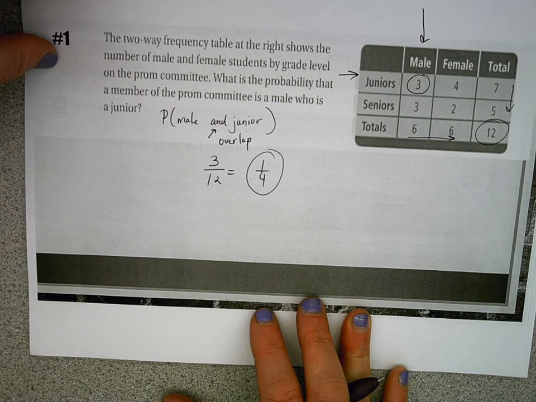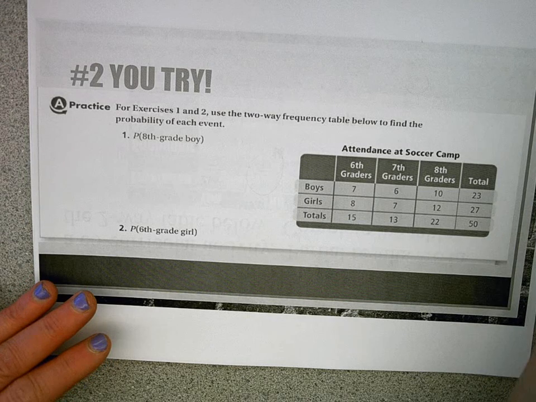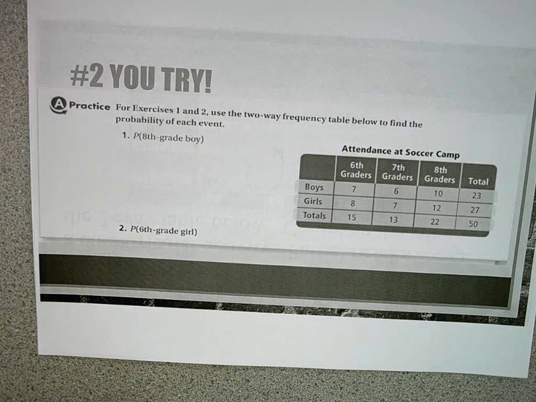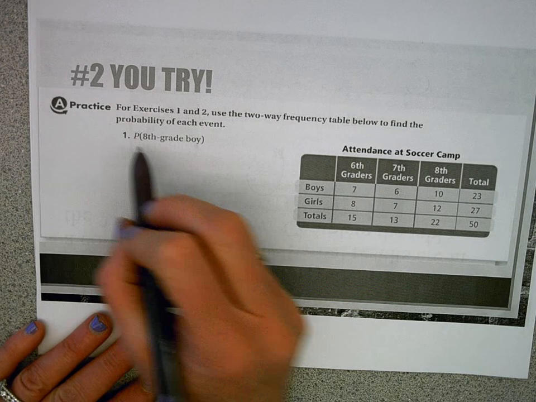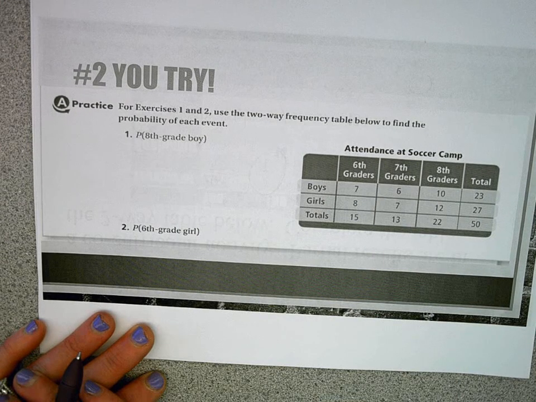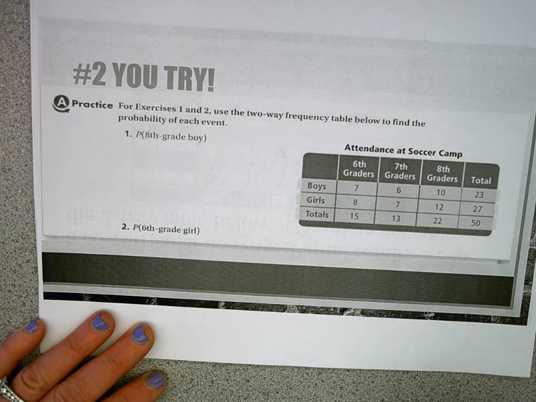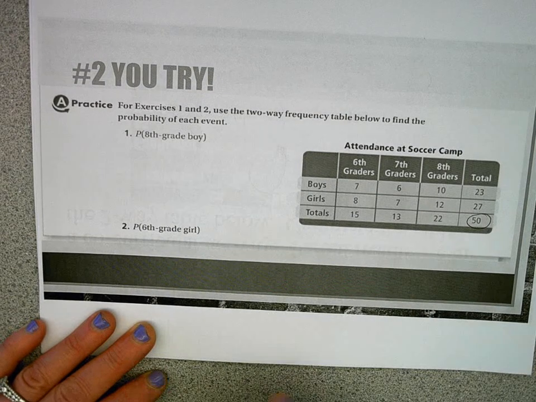Okay? New table. Let's talk about number 2. Obviously I'm not here, so you're not going to try this. I'm just going to go through this. We're going to look at the probability from this table at a soccer camp. These are 6th, 7th, and 8th graders that came to the soccer camp, boys and girls camp. Total of 50 players came to the camp.